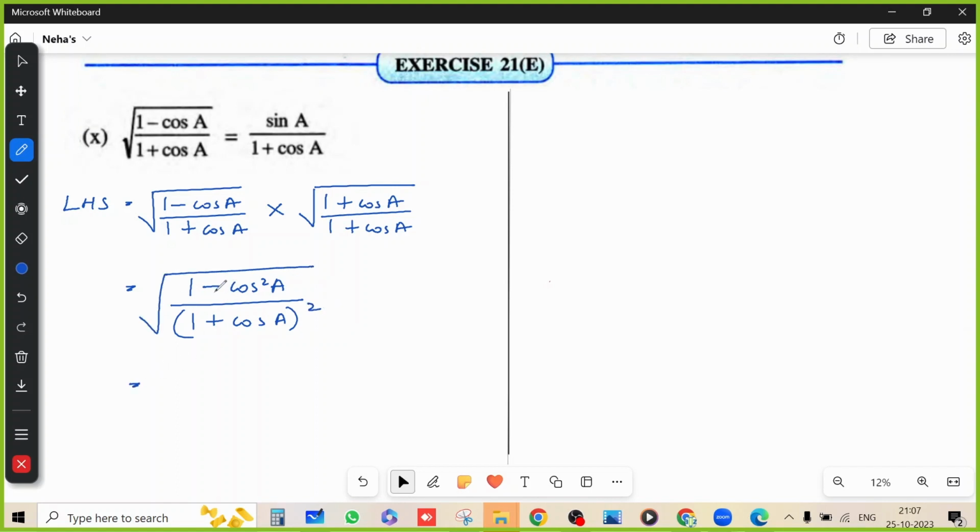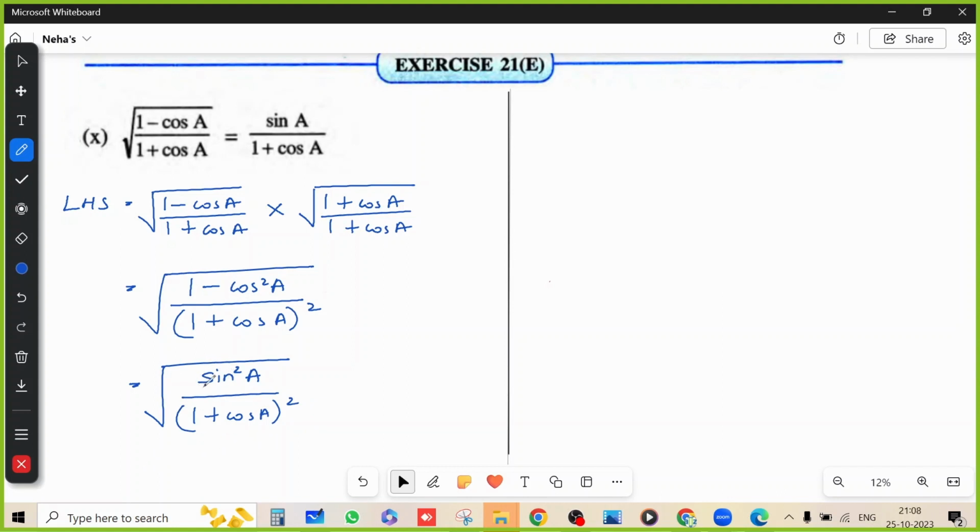Now from the trigonometric identity sin square theta plus cos square theta is equal to 1, we know that 1 minus cos square theta is equal to sin square theta. So it can be written as sin square A divided by 1 plus cos A whole square.